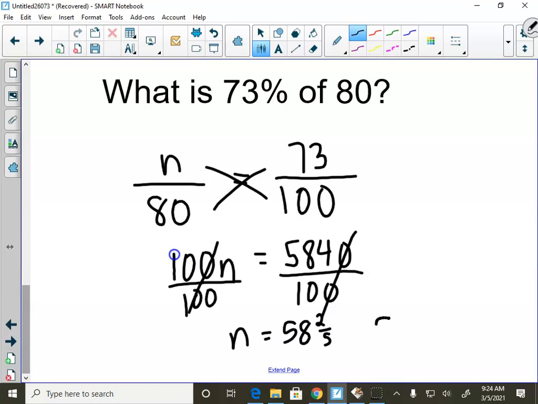If we divide 584 by 10, that's going to be 58 and 4/10, which is 58 and 2/5. It would not be wrong if you had 58 and 4/10. That's also acceptable. I'm just kind of used to working with fractions. And with the exception of money, I think fractions kind of lends itself. It's a little bit easier to work with.